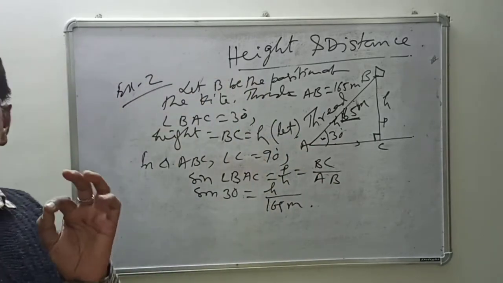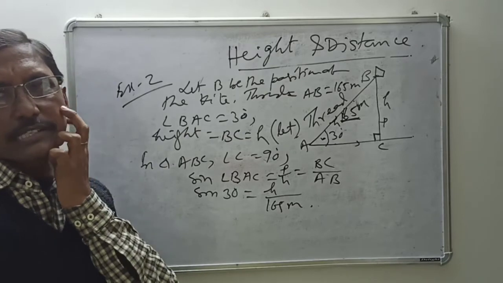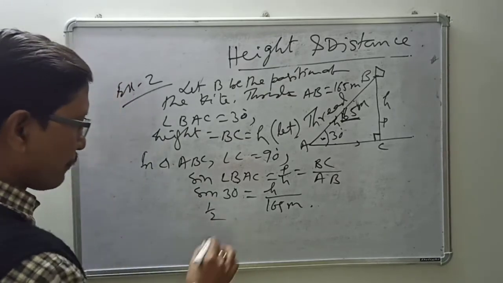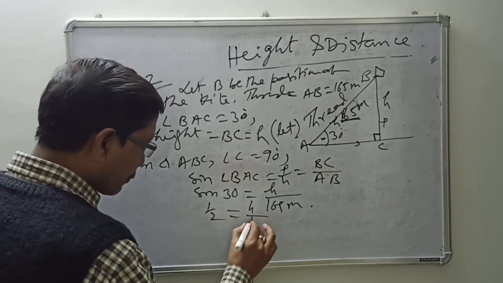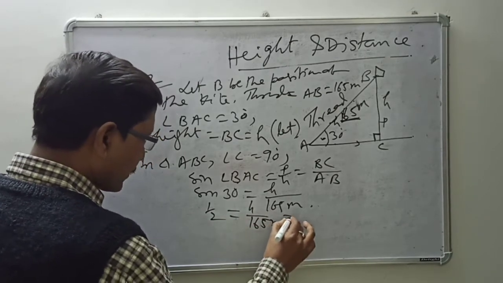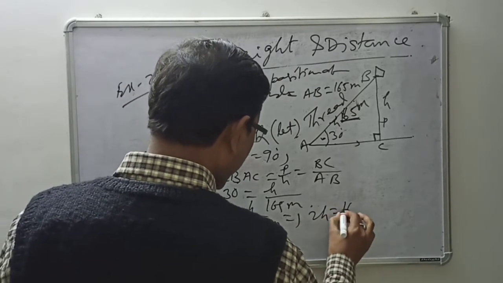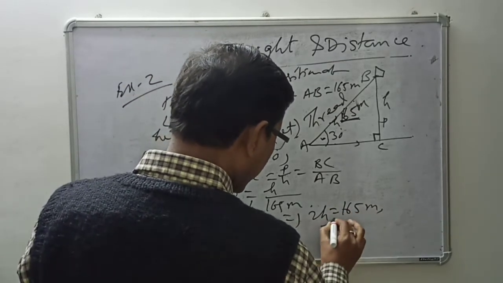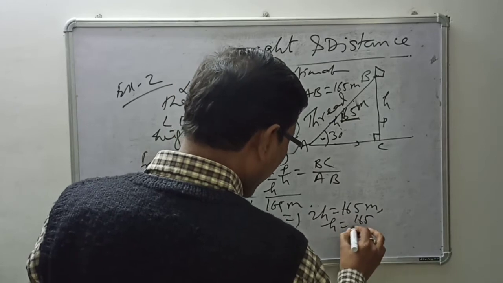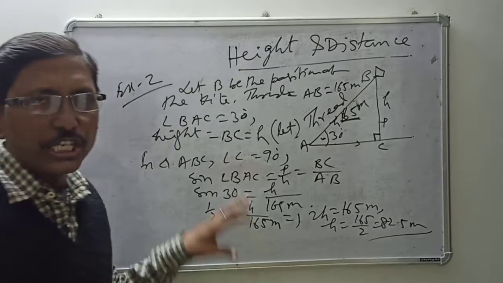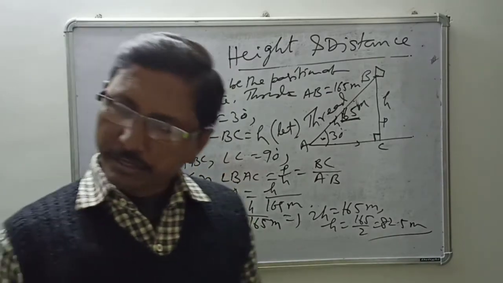Then the trigonometric standard value: sine 30 degree is what? Sine 30 equals half, so half equals H by 165 meter. If we do the cross multiplication, you will get 2H equal to 165 meter, or ultimately H equal to 165 by 2, or 82.5 meter. So in this way you have to do that one.